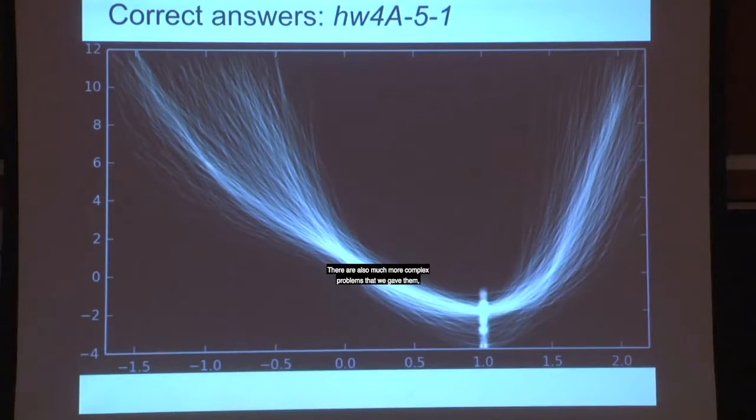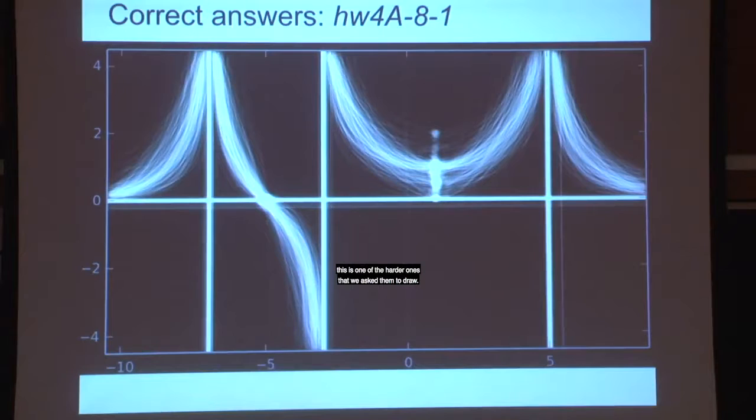There are also much more complex problems that we gave them. This is one of the harder ones that we asked them to draw, and yet still a significant chunk of our users were able to eventually get the correct submission, as you can see. So in this case, we have multiple asymptotes, both vertical and horizontal. We have critical points around here. We have inflection points as well, and then the function itself that goes between all of these.